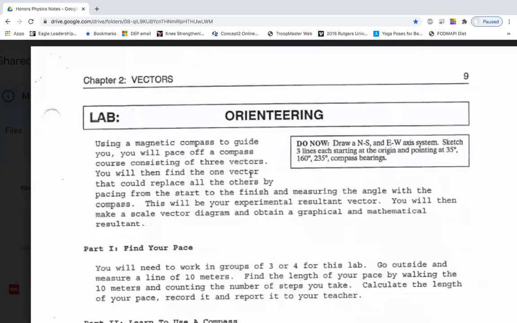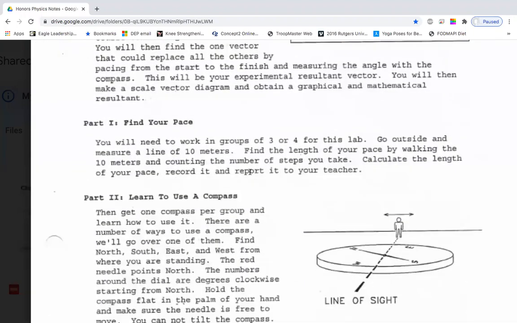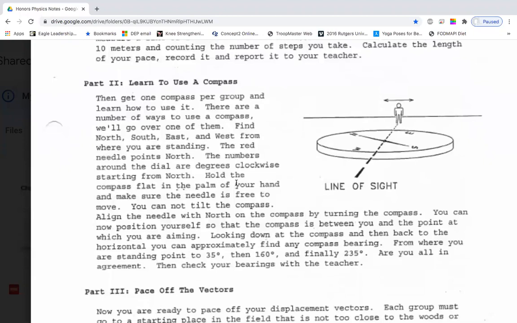Okay, now we're ready to talk about the Orienteering Lab. You downloaded the compass to your phone and you went outside with your meter stick and we found your pace. Tells you all about it right here. You walk 10 meters and you count your pace. Then we had to learn how to use the compass. This is a person being used as a marker.